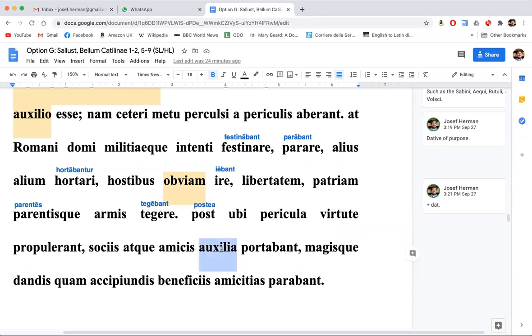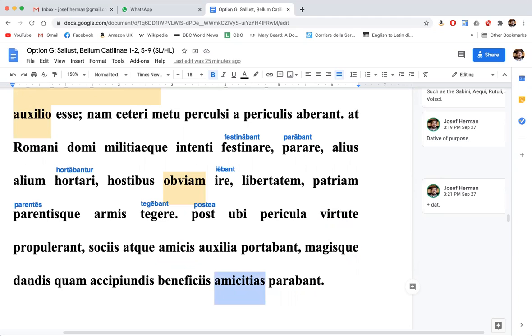Latin uses the plural here, but in English it's probably more natural to use the singular, help. They used to bring help to their allies and to their friends. Sociis atque amicis, dative case. And que, they used to do something else as well. They used to parabant amicitias. Literally, they used to prepare friendships. In English, we might say they used to establish friendships.